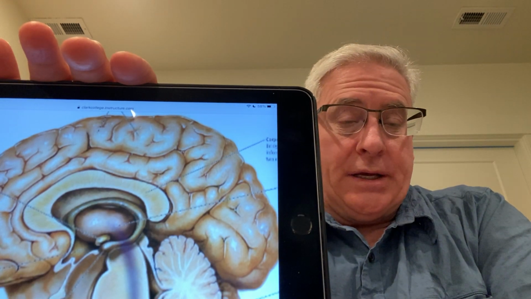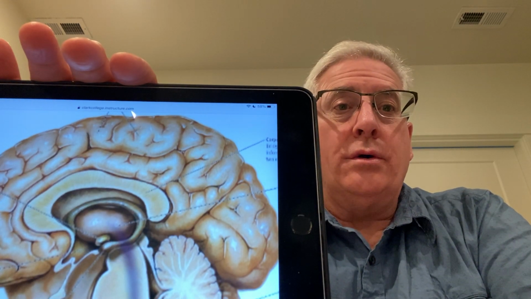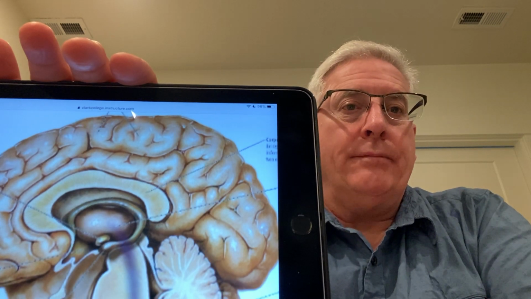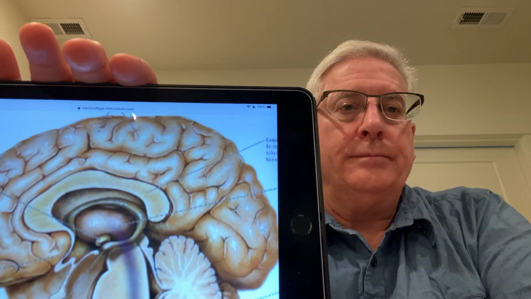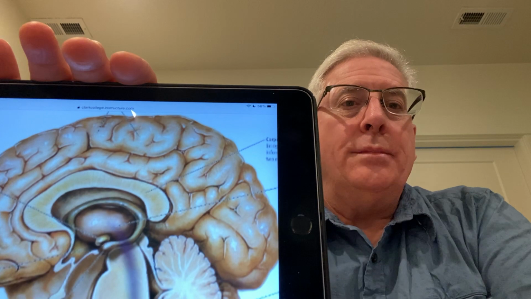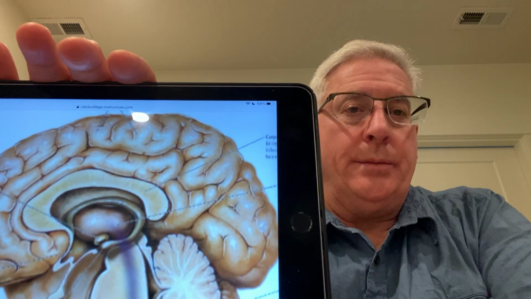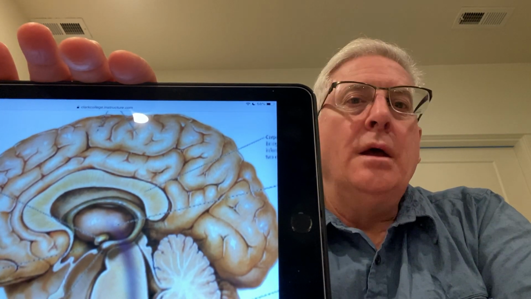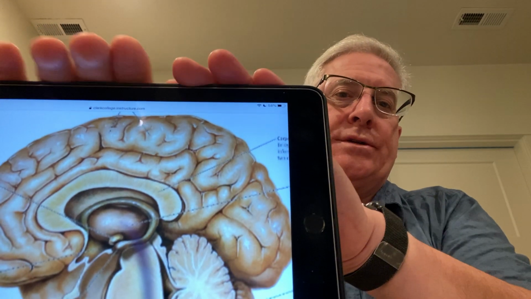No, I'm not minimizing in any way the effects of a stroke on the outside of the brain. They all are very distressing and very difficult for people, but they are worse the more central they become. So that is the thalamus.